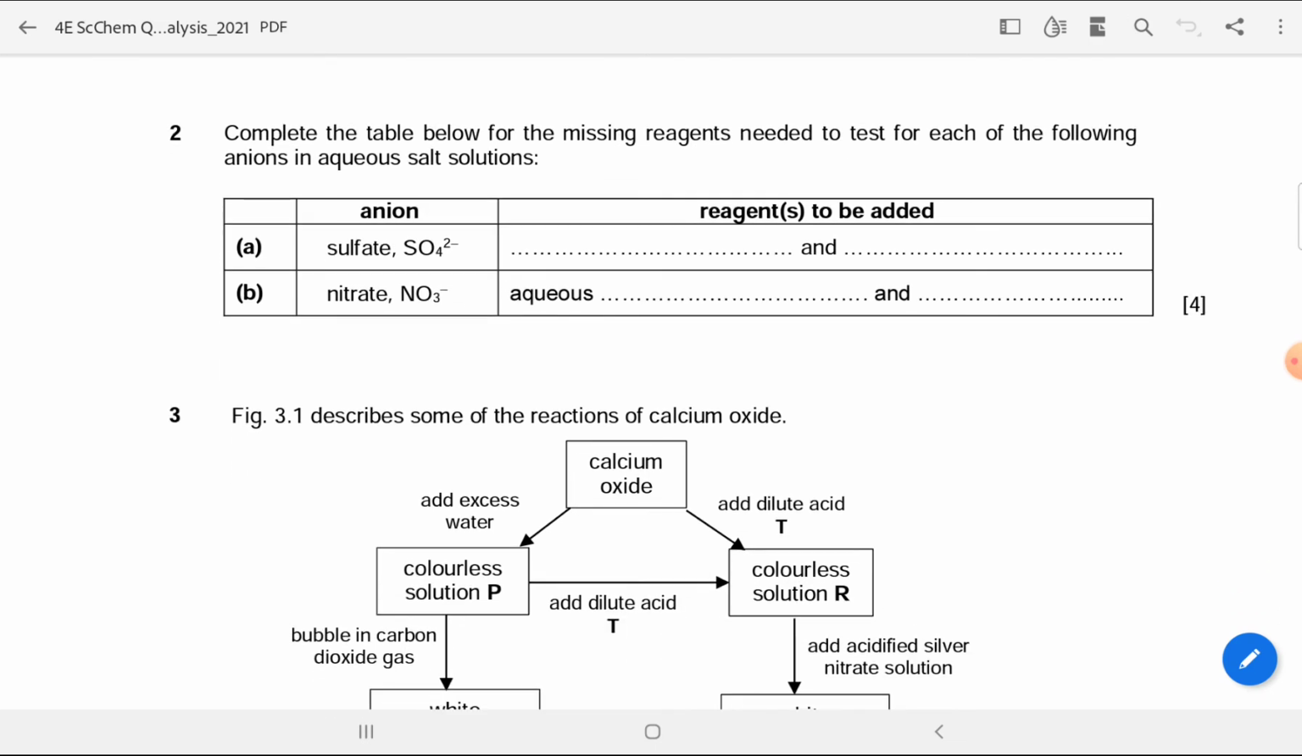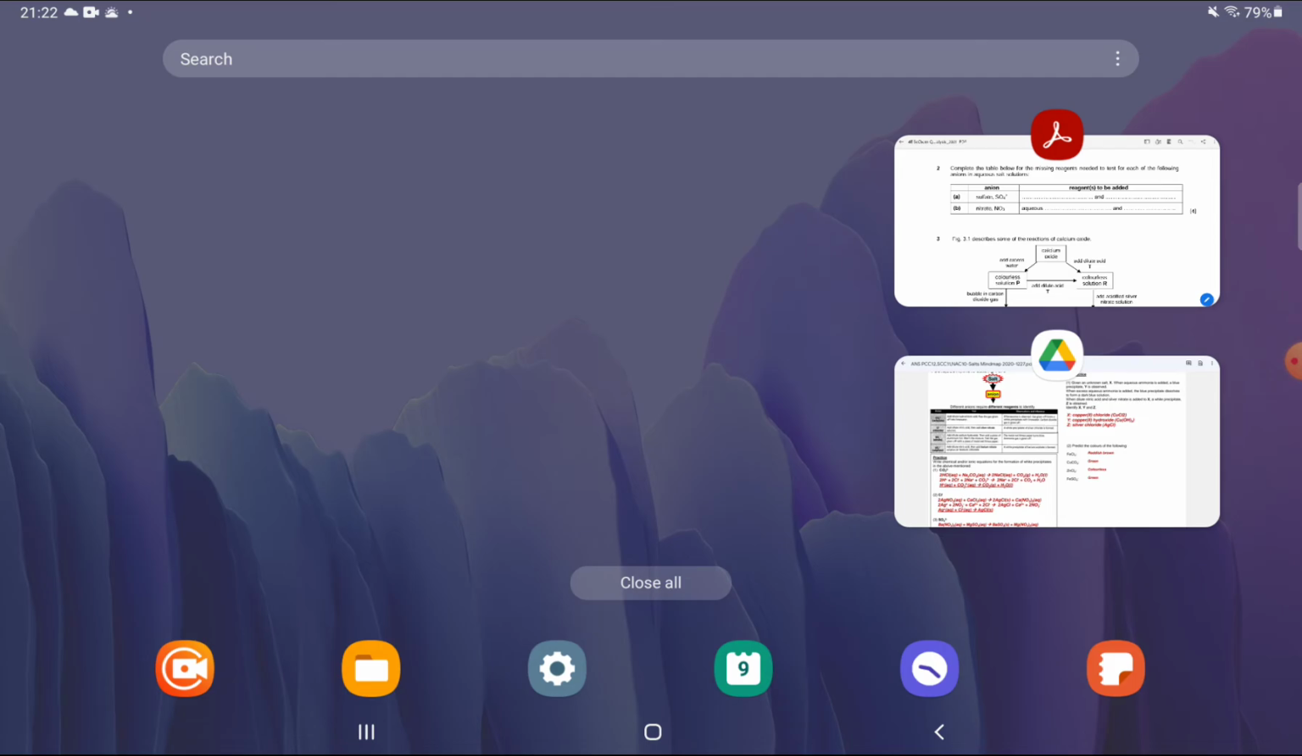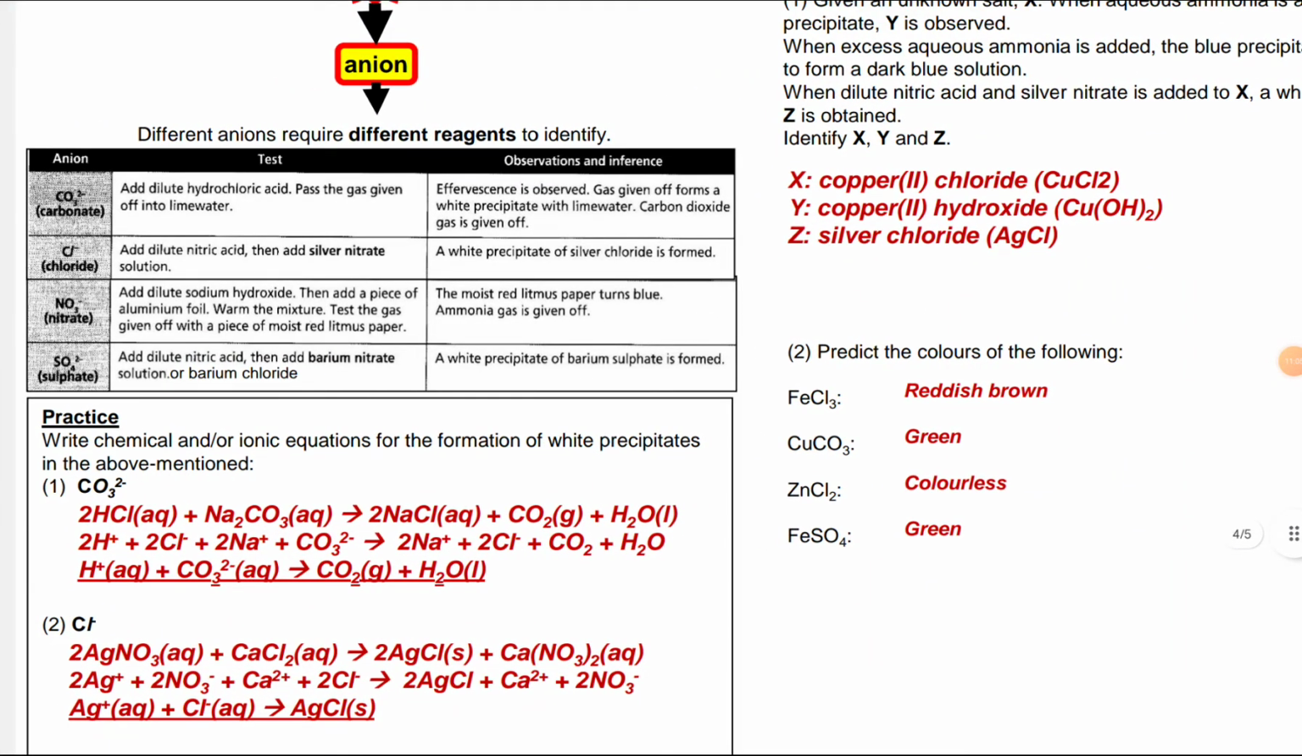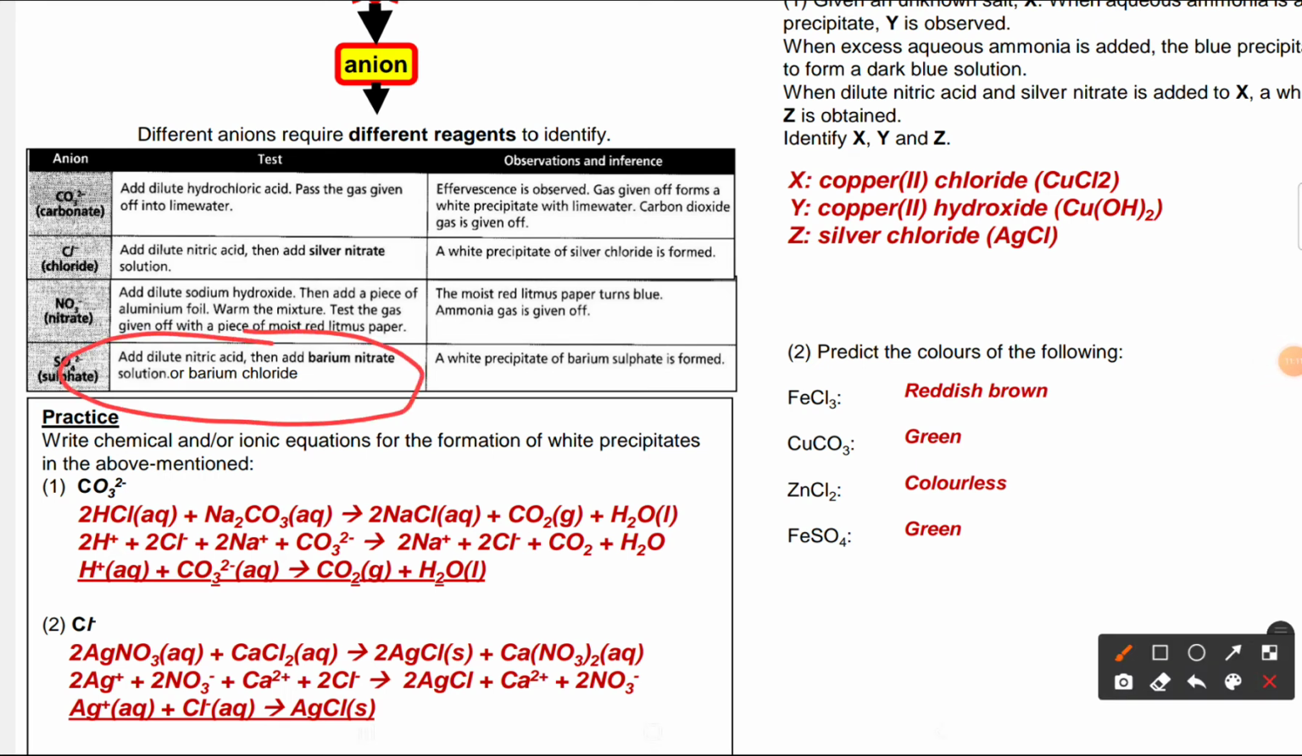Okay, let's look at question number 2. Complete the table below for the missing reagents needed to test for each of the following anions in aqueous salt solutions. So in order to test for sulfate ion, what are the reagents that need to be added? Let's refer to the mind map. Sulfate ion, so what are the chemicals? You can see these are the chemicals. Dilute nitric acid, or simply nitric acid will do, and then add barium nitrate or barium chloride.